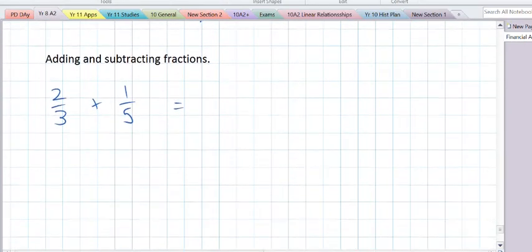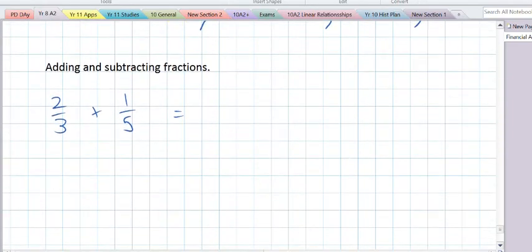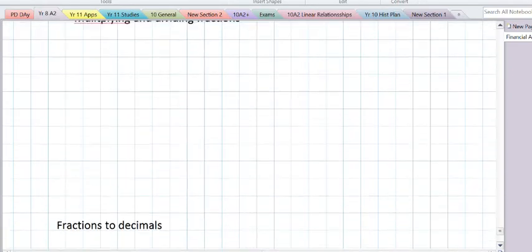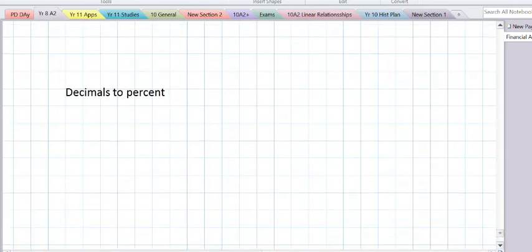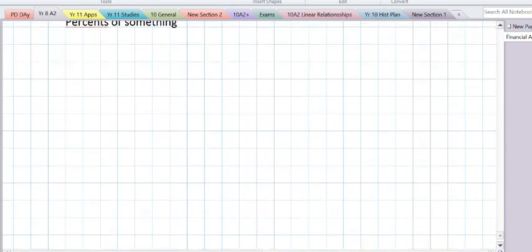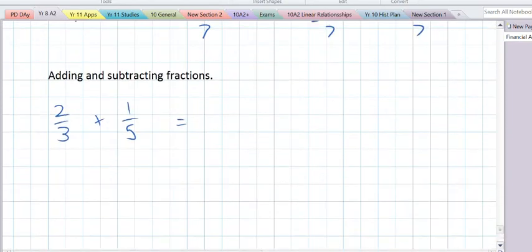Alright, so adding fractions. Wait, Mr. Wiedenberg, you didn't show percentages. Look, we're getting there. I know you missed it up the top. That was just the topic heading: decimals to percent, percents of something, increasing by percent. If you give me a second, we will get to percents.